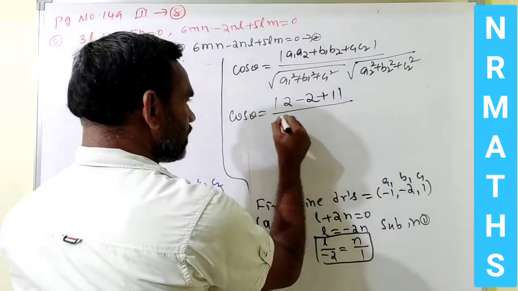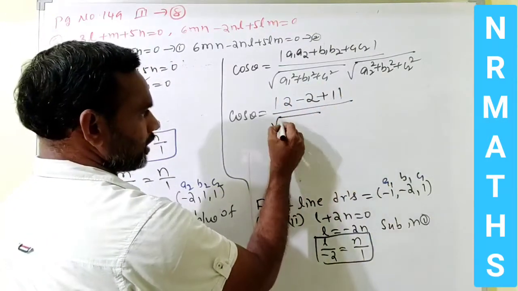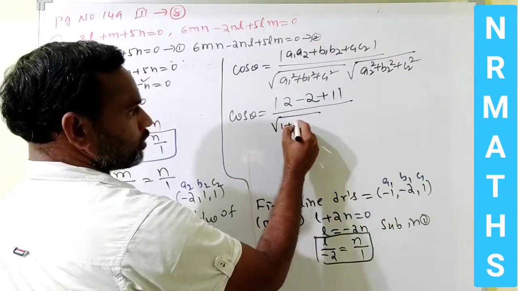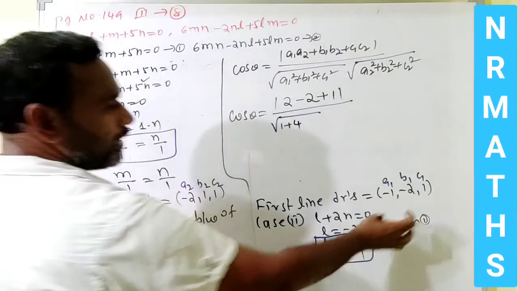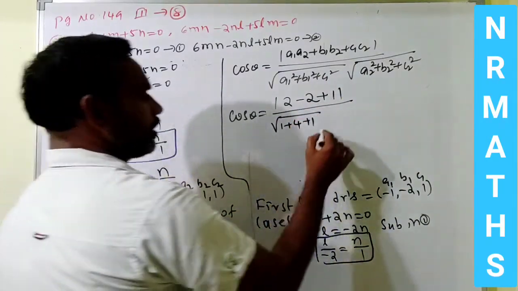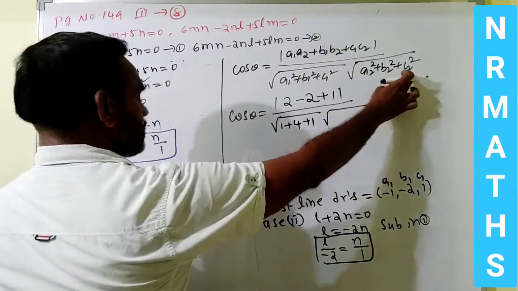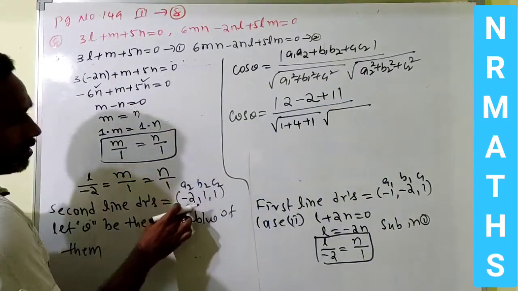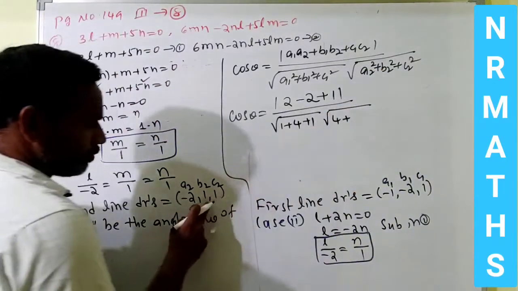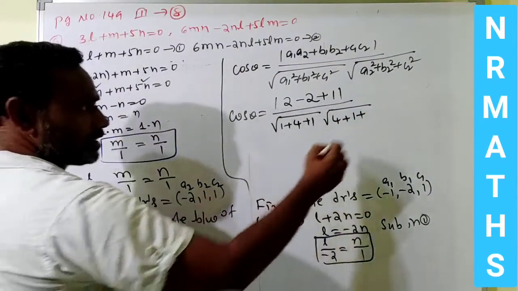Now denominator is the A1 square plus B1 square plus C1 square. That means -1 whole square. A1 square means 1. B1 square, -2 whole square answer is the 4. Next C1 square. C1 answer is the 1. That means +1. Now under root of next A2 square plus B2 square plus C2 square. A2 answer is the, we know that -2. -2 whole square answer is the 4 plus B2. B2 means 1. 1 whole square answer is the 1 plus C2 square answer is the 1.